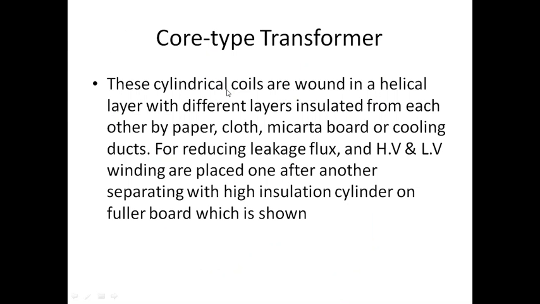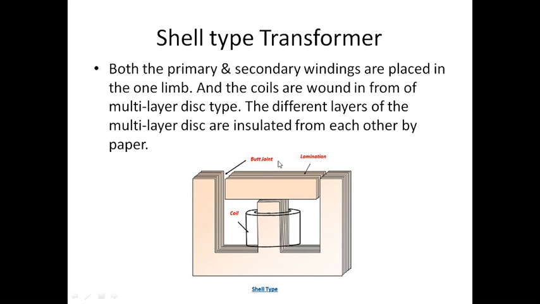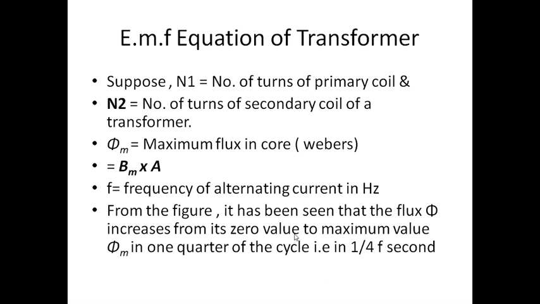Again, high voltage and low voltage windings we keep apart with insulating cylinders to reduce leakage flux. The insulation material may be paper, cloth, anything. So this is your shell type, where all my constructions are present. This is how the lamination is done, and both the primary and secondary will be wound on the same limb only in the shell type.